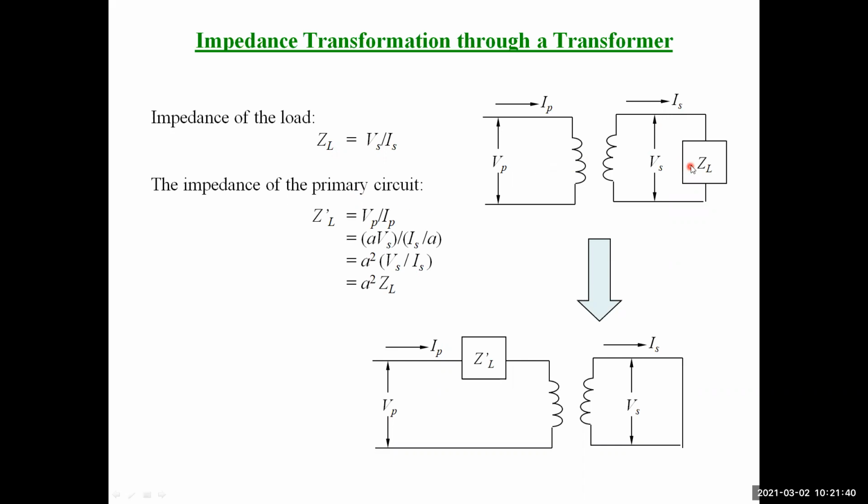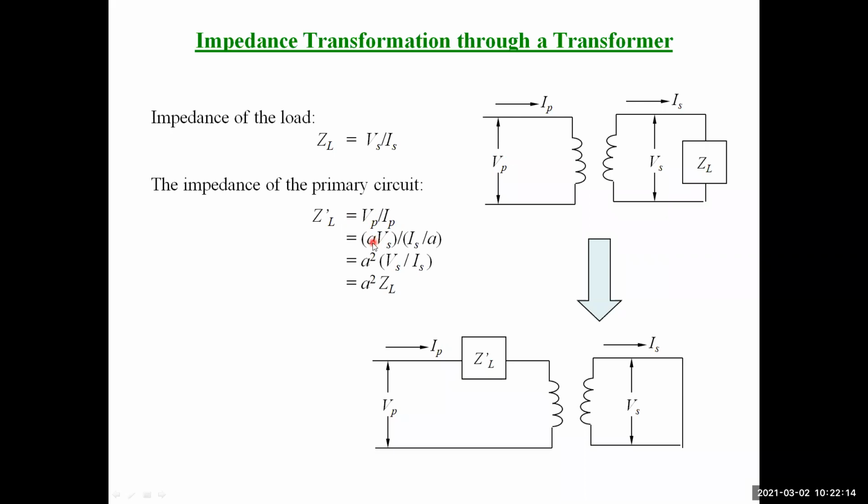So how do we convert this secondary impedance to the primary side? By using this concept, the primary side impedance is nothing but Vp by Ip, primary voltage by primary current. So this primary side impedance, ZL', is equal to Vp by Ip.